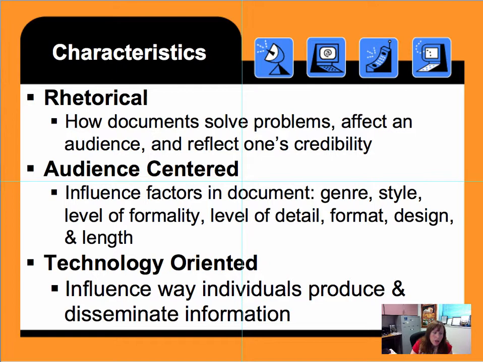Now, the technology you have available to write technical and professional documents can influence the way you produce and disseminate information. But you also need to consider the ways your readers will receive information. Their access to internet services and the speed of the internet, whether it's dial-up or broadband, can affect how your readers download documents or view web pages. And in fact, if your documents are created in a format that they can't access because they can't download it, that doesn't help them solve the problem.